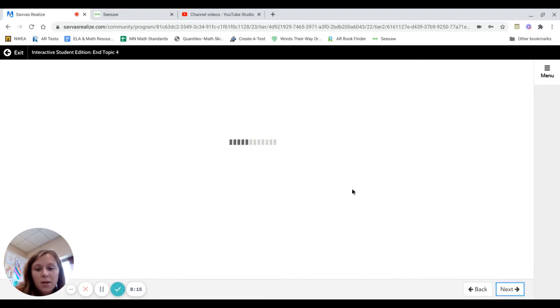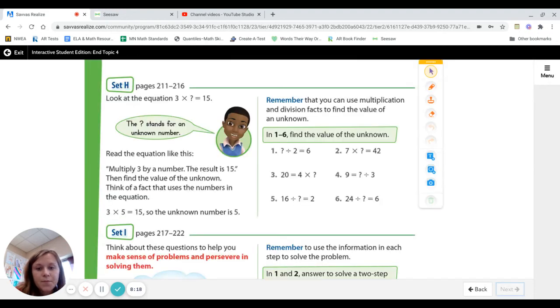I believe this is our last page. On set H, we're thinking about using that question mark to stand for an unknown number. Remember that you can use multiplication and division facts to find the value of an unknown.